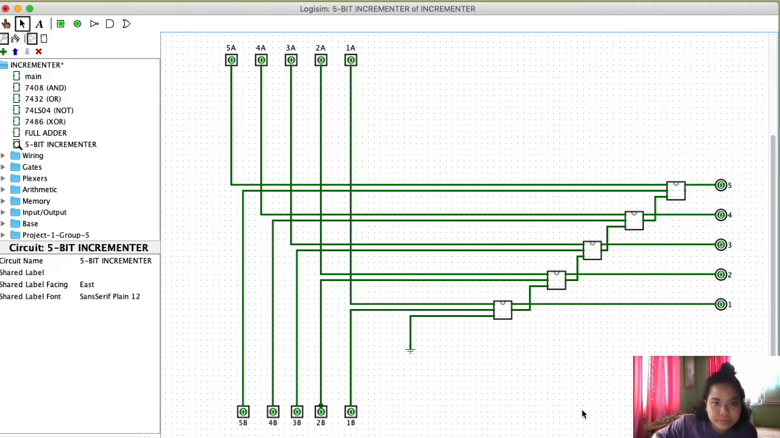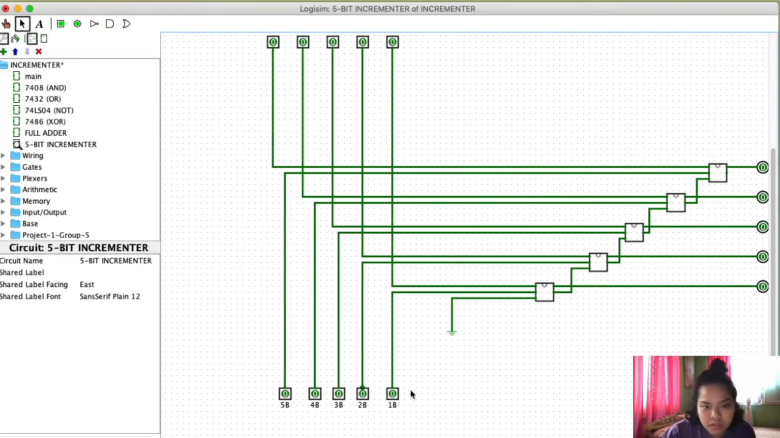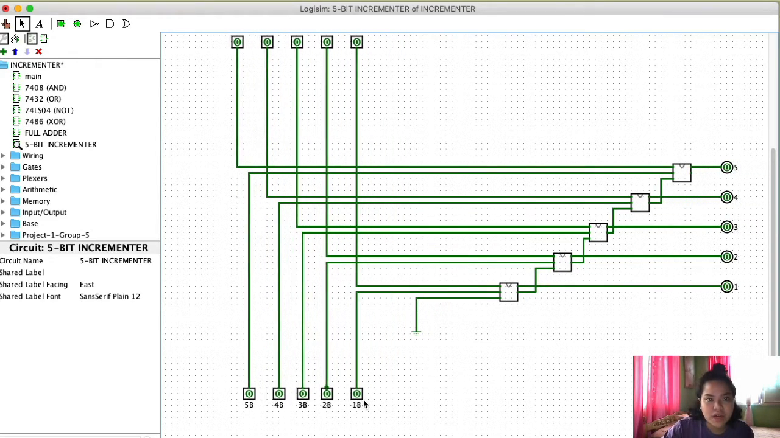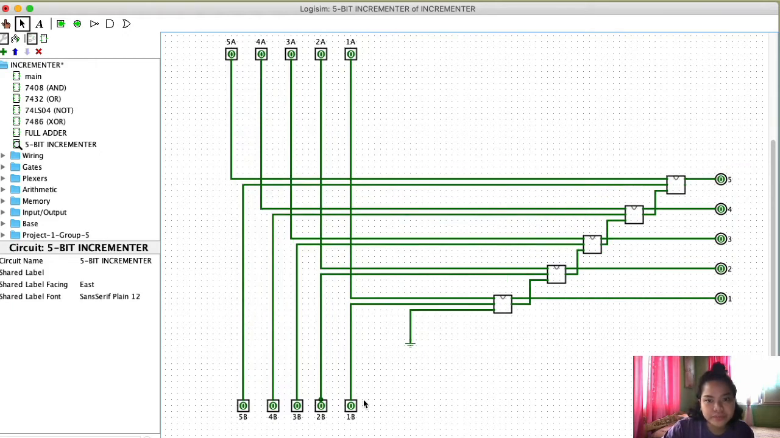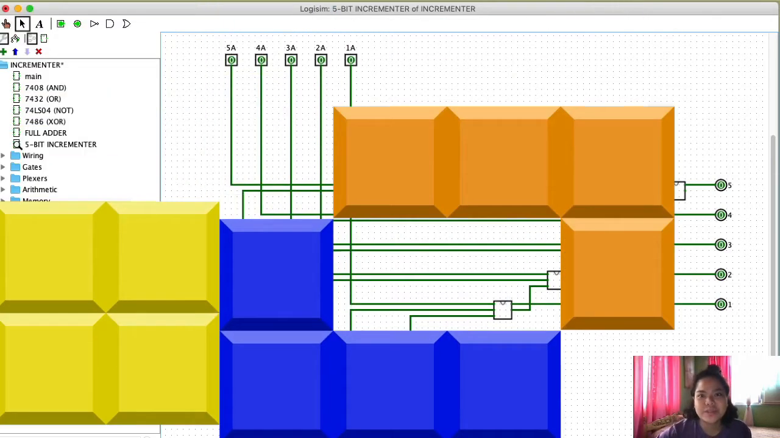And then here on our outputs in B, our comparator will be connected to the least significant bit, while 5, 4, 3, and 2 will all be grounded. So that is it for our incrementer. I will now pass this on to my next member, who will now be creating our decoder. Thank you.